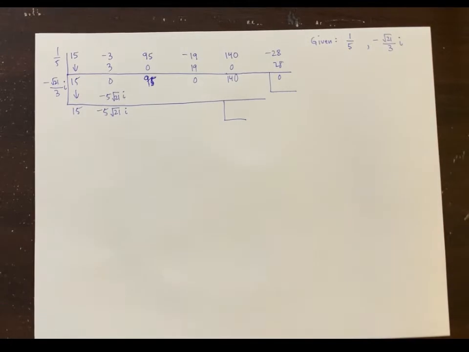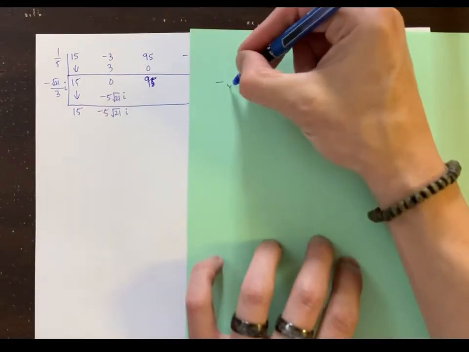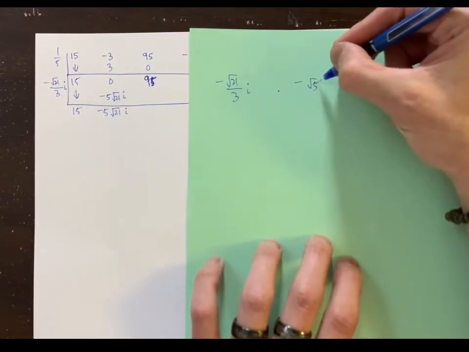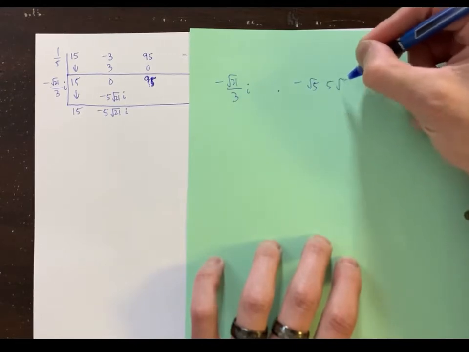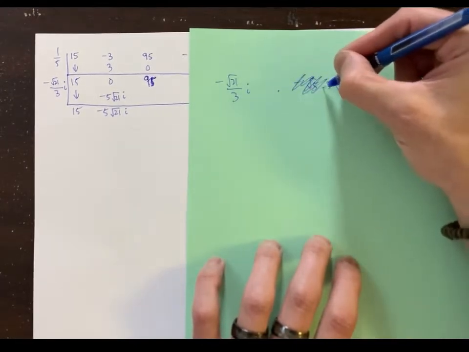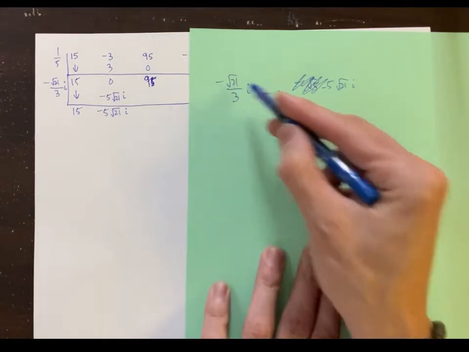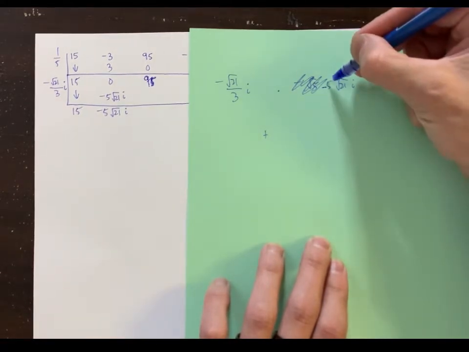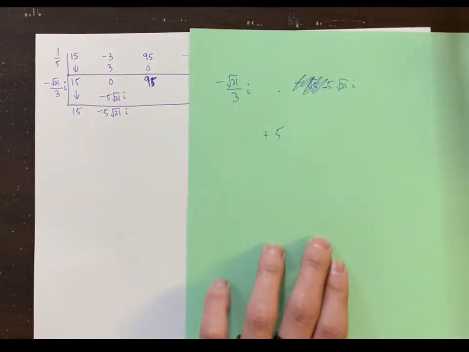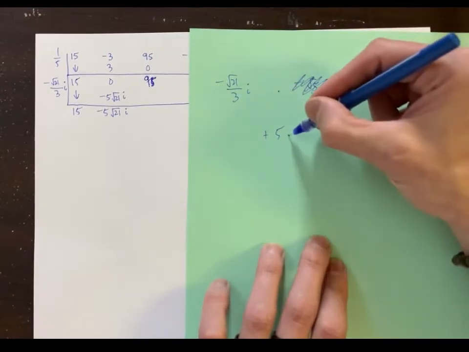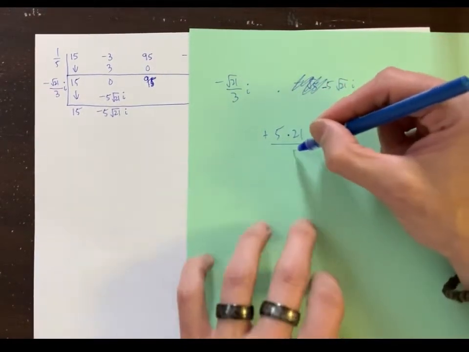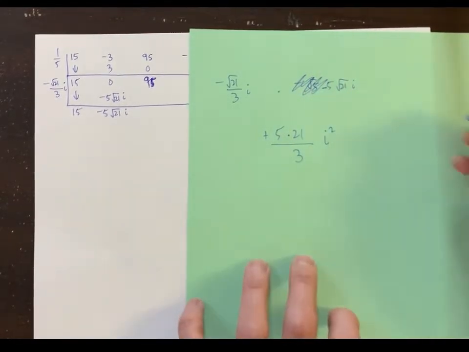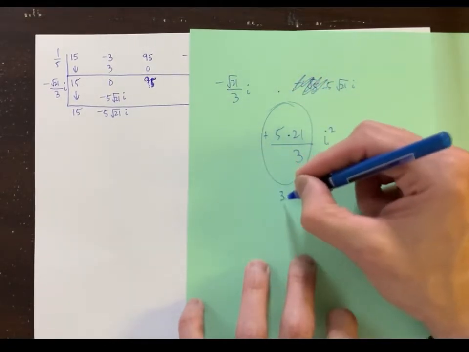And so now what I have to do here on my green scratch paper is take negative square root 21 over 3i and times it by negative 5, negative 5 square root 21i. I got to times it by this number. Let's see. So a negative times that negative is going to be a positive. And then 5 is just going to be 5. Square root 21 is just 21. And then the bottom there is a 3. And then i times i is i squared. And now here on a calculator, that's going to be 35.